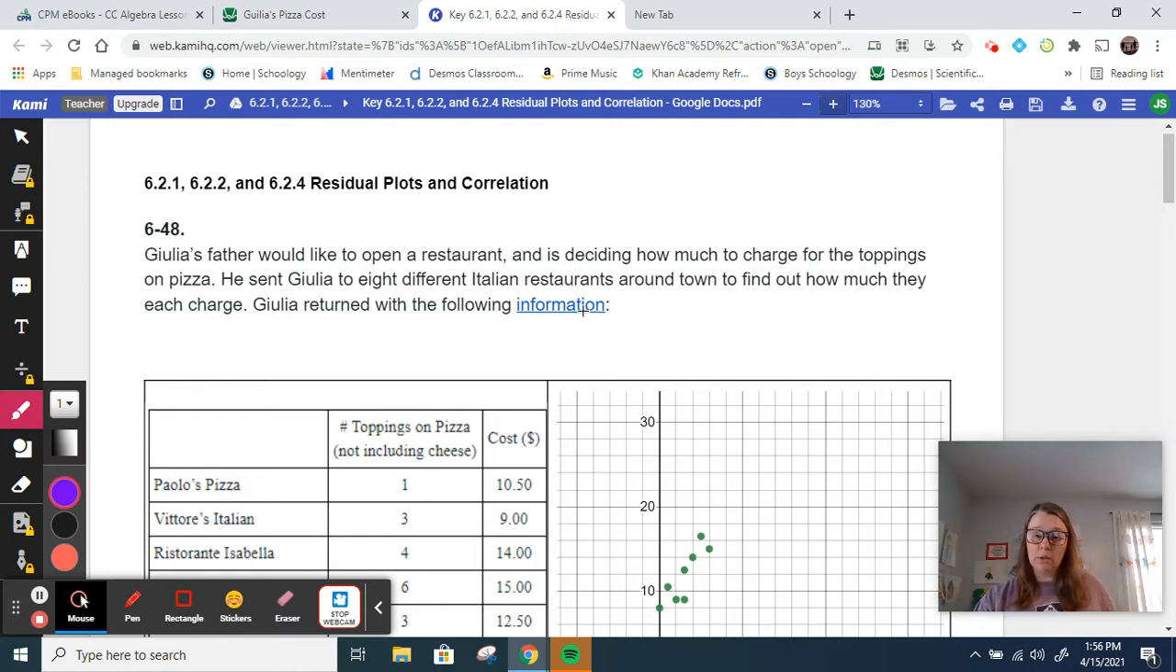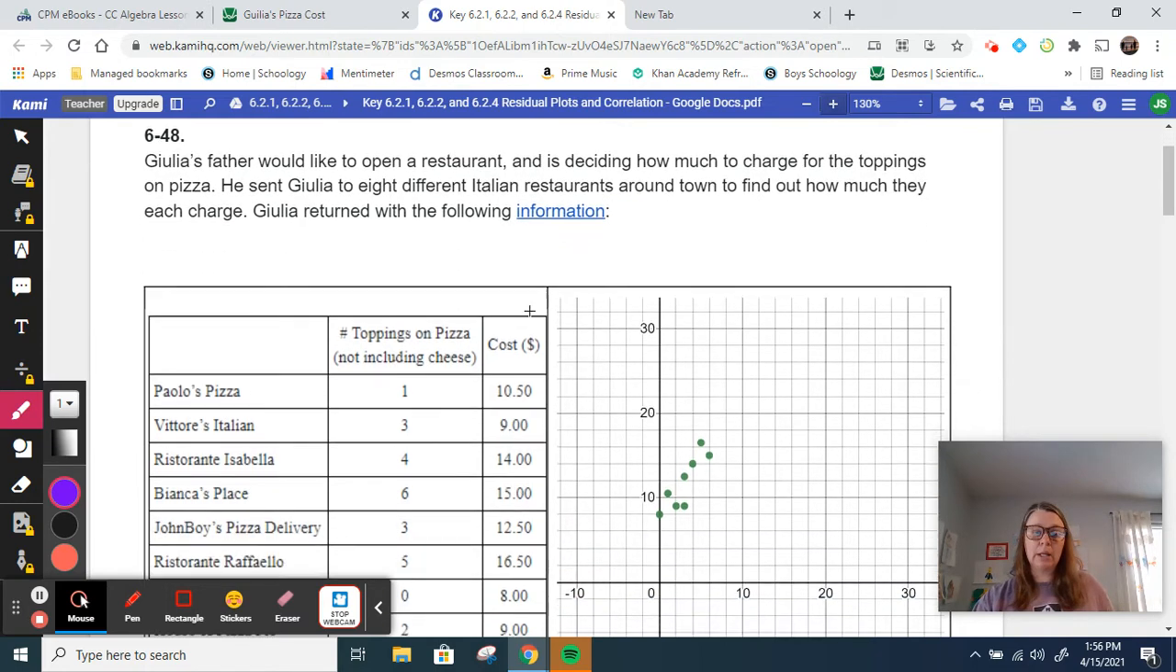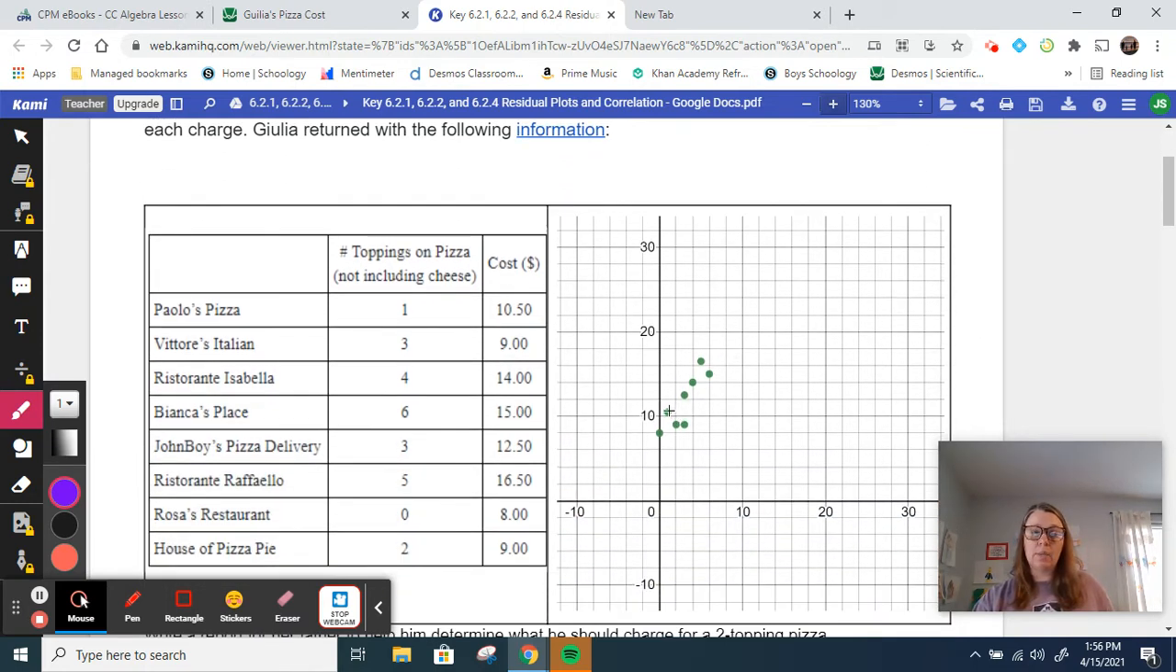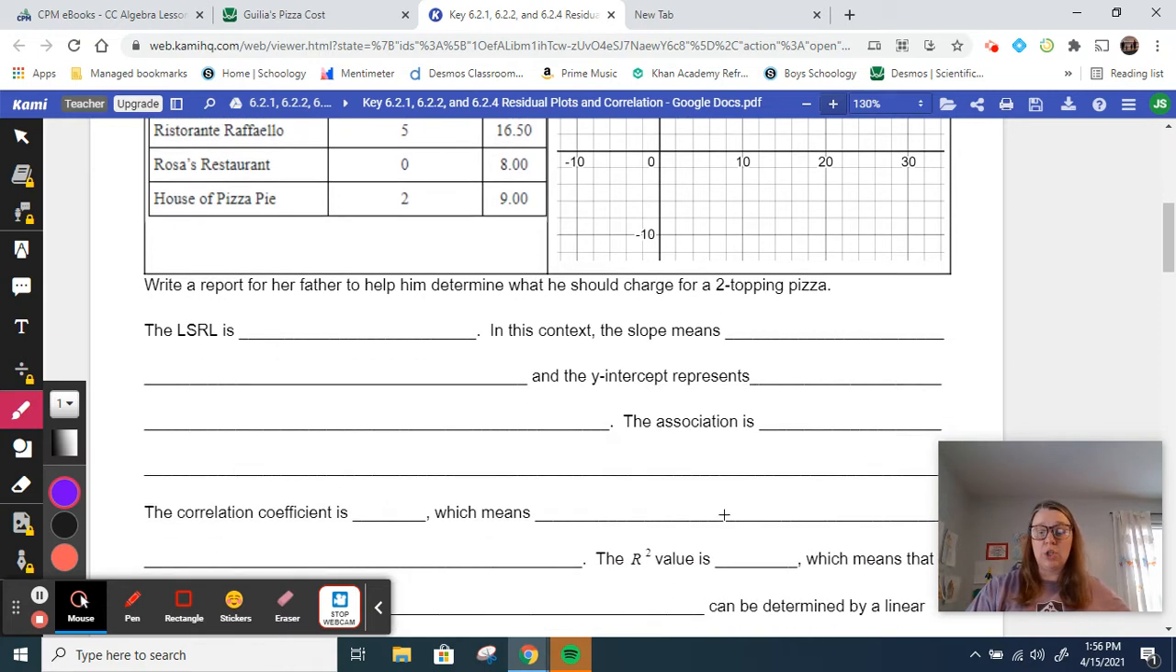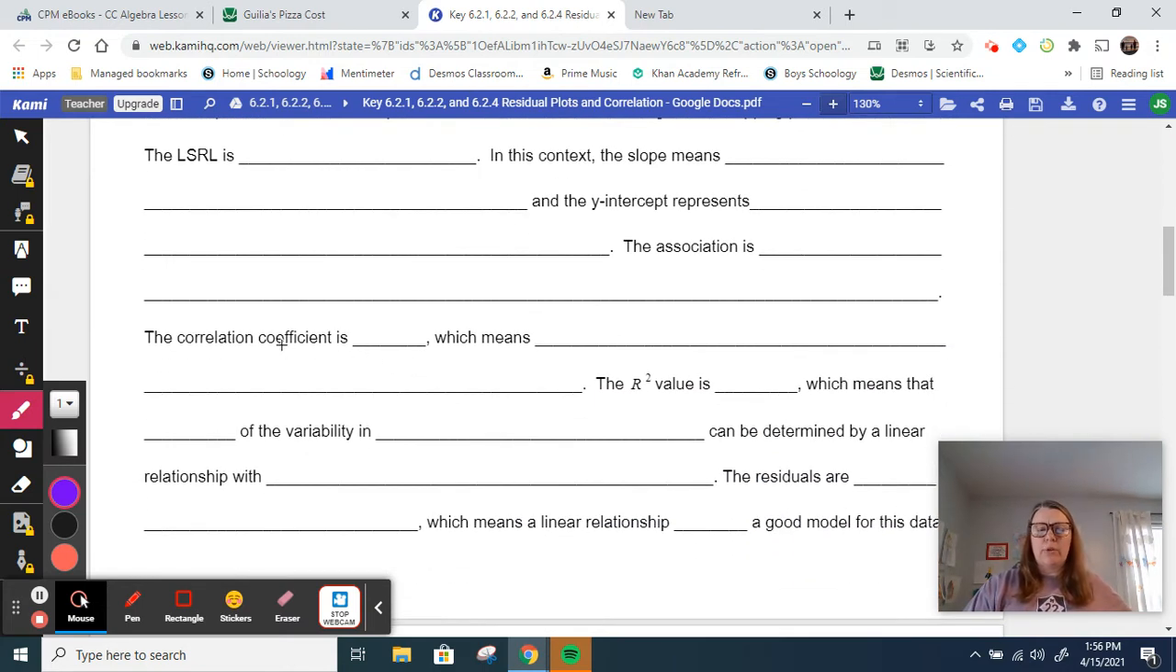It's linked right here. If you have this document, you can open it and click. Here it is, and here is the plot. Now I have mine open right here. I'll open it in a second. It says, write a report for her father to help him determine what he should charge for a 2-topping pizza. So it's saying, okay, the LSRL, the least squares regression line, is; in this context, slope means; y-intercept means; the association is. And then it talks about some other things like correlation coefficient, R squared, and things that we haven't talked about yet. So we're going to get this started. We're going to talk about some new things, and then we'll come back in and fill our report out.